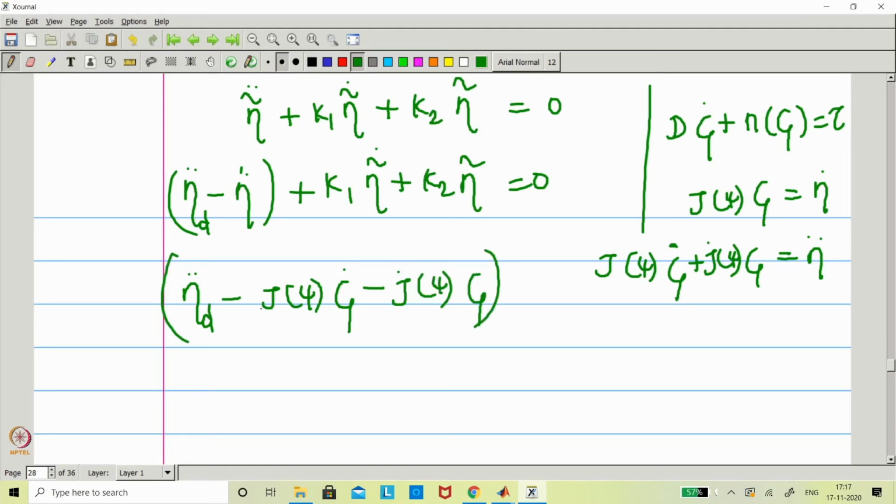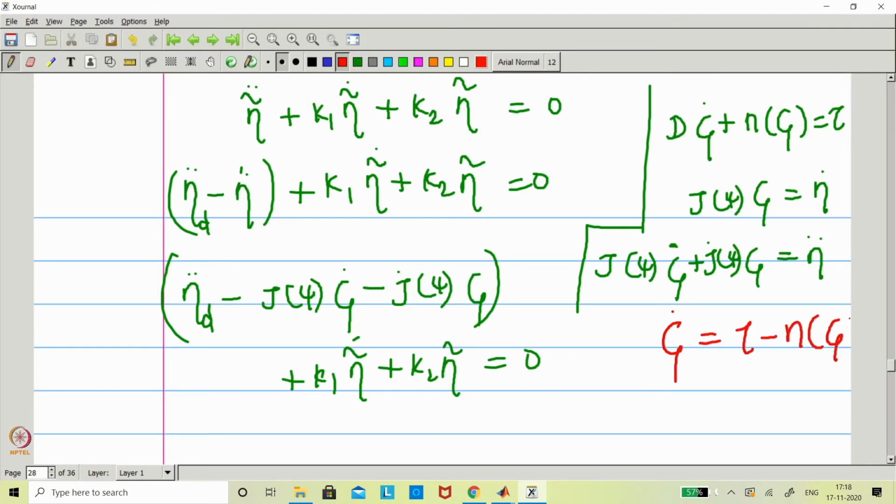Okay. So this is actually replacing this, plus k1 eta tilde dot, plus k2 eta tilde, equal to 0. Here, from this equation, I rewrite the zeta dot as D inverse times (tau minus n of zeta). This equation is available to us, so I am resubstituting that.